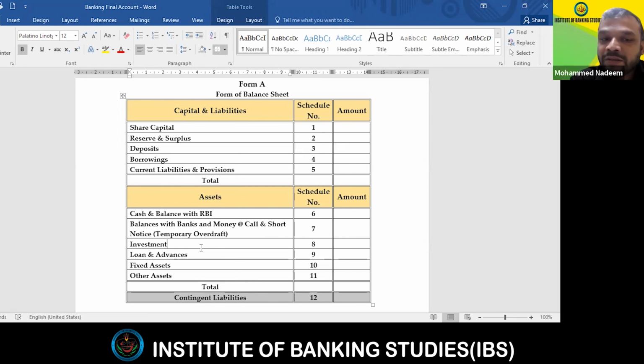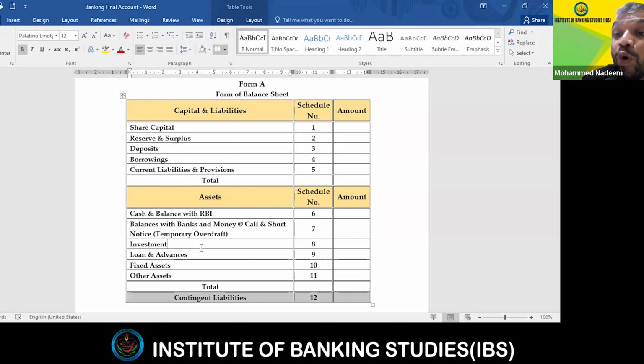Apart from that, you will give some or the other where the return is huge. There you will invest. That kind of investments, we'll put it in schedule number 8. If it is maintained by a bank, this kind of investment will be shown in schedule number 8 in the banking balance sheet. Any confusion in this now? Bonds will come under that investment part. Yes, bonds will come under investment.